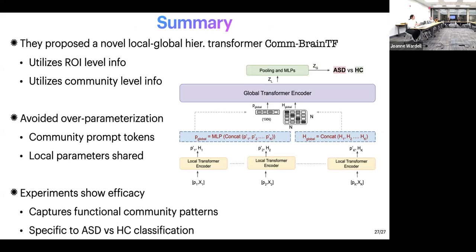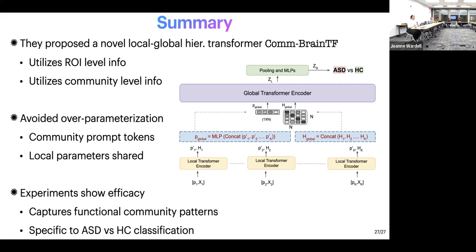What they did here was propose this novel hierarchical transformer, the community brain transformer, and they're learning these local and global interactions of ROIs. They're using ROI level information as well as community level information. They cleverly did this by sharing the weights across the local transformers, but utilizing prompt tokens that are unique across communities. That way they get to share the local parameters.